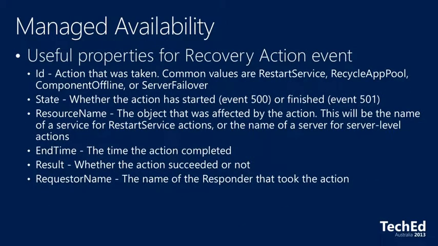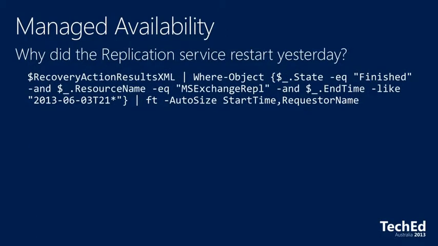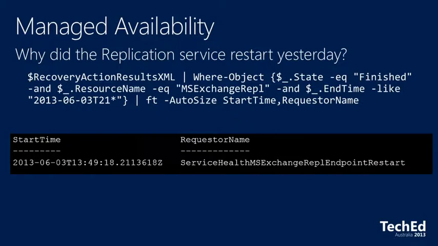There's a bunch of information that will be in there. This is your legend, if you will, for the information that you're going to see in there. Let's just say we had a problem where I noticed that the replication service got restarted by managed availability. We're going to take that same XML variable, and we're going to look for something that says it was finished with a resource name of MSExchangeRepl. I want to find out why the replication service was restarted, and I'm looking for the word finished because that tells me when the restart action was finished. Then I've got an output time, and I end up with something that looks like this: the time at which the event happened, the time at which the service was restarted, and then the requester, which is the internal component name that actually requested that the service be restarted.